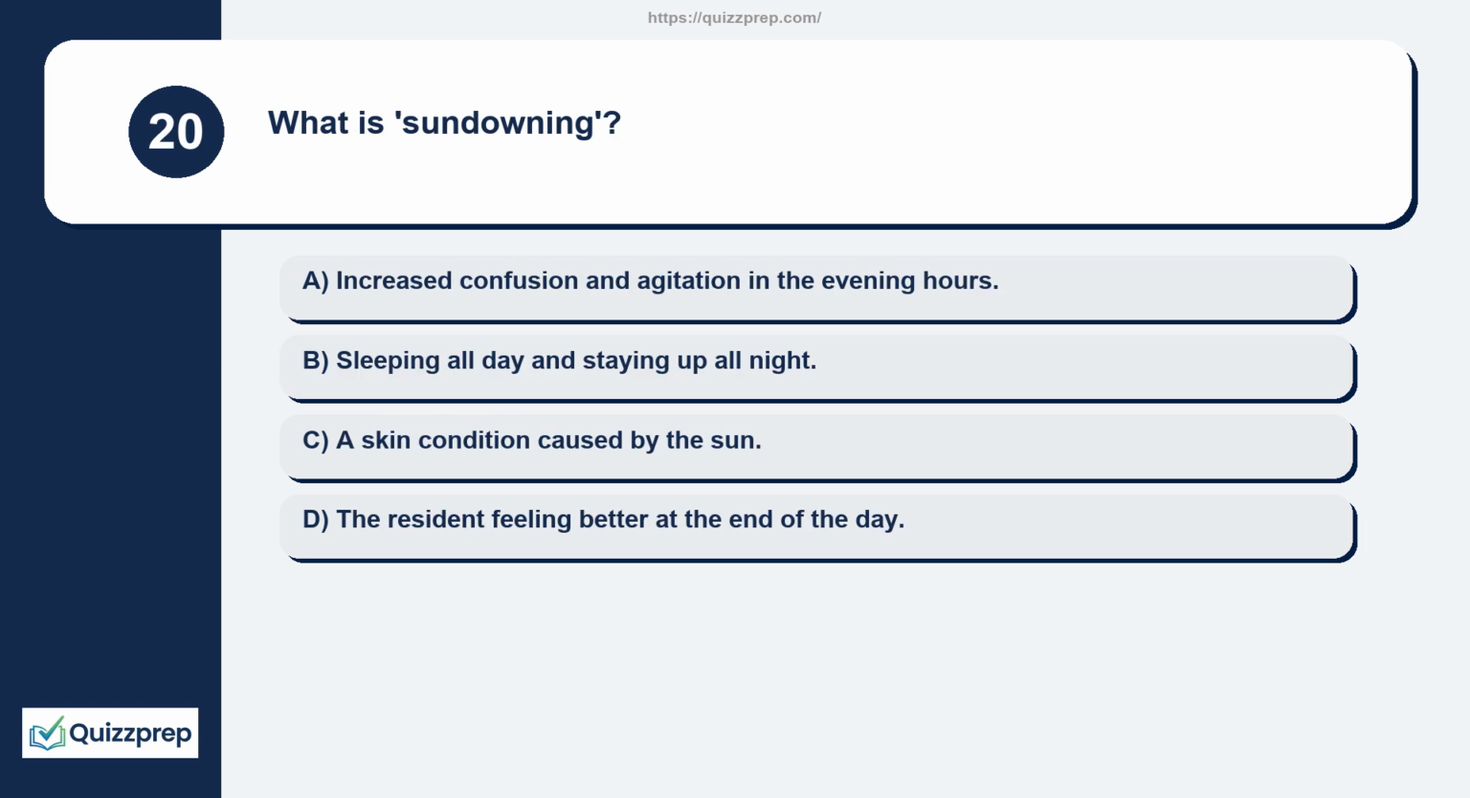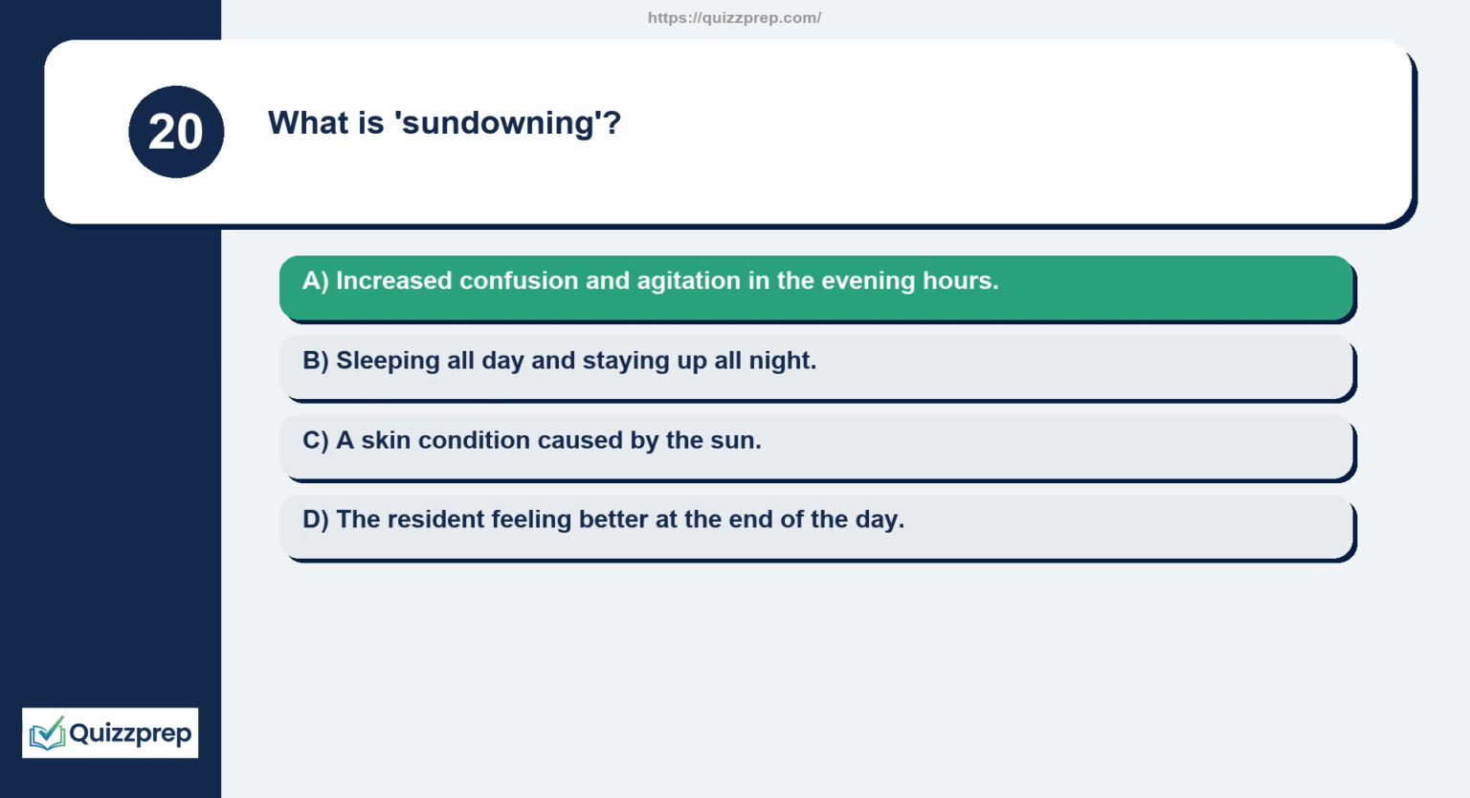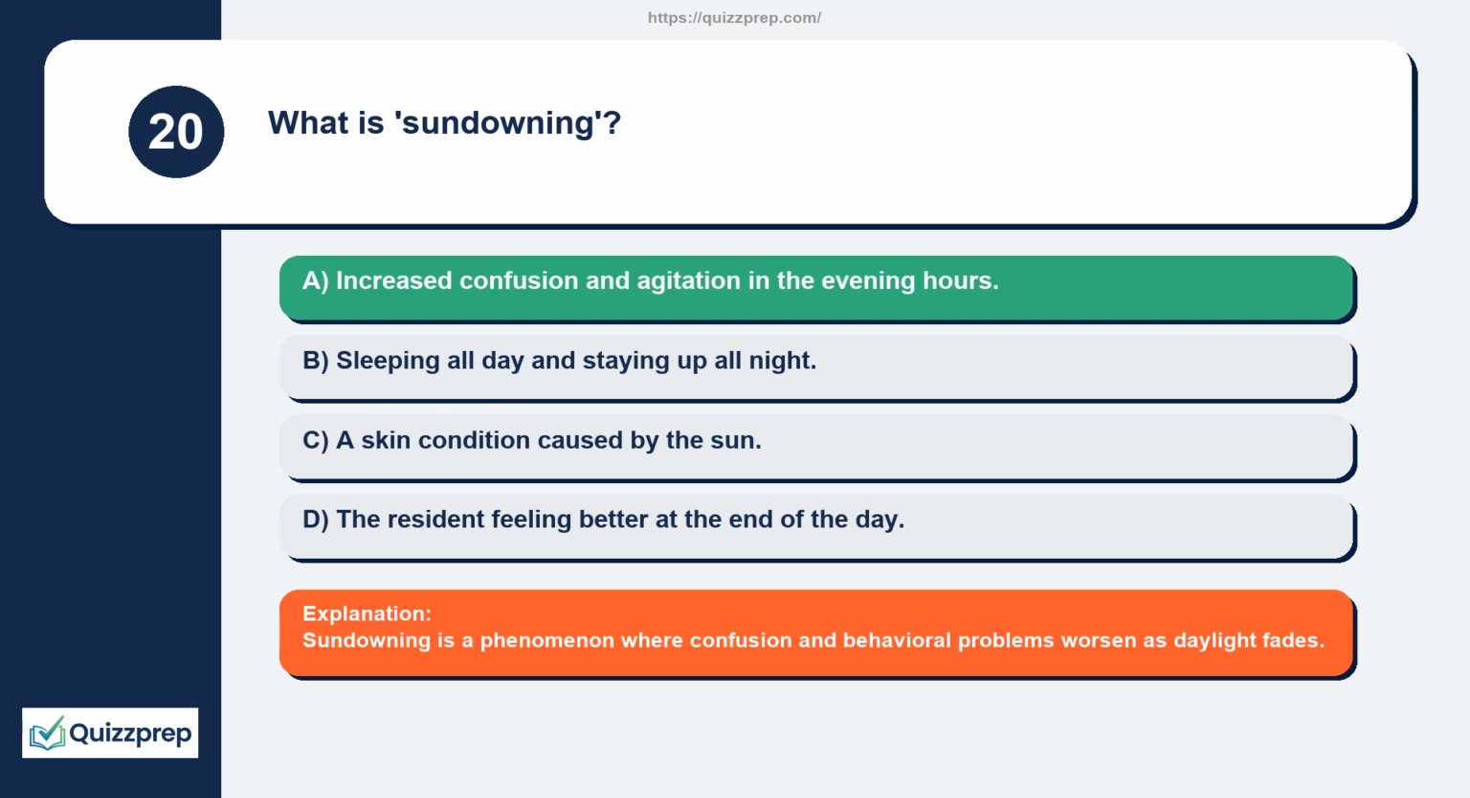Question 20. What is sundowning? Increased confusion and agitation in the evening hours. Sleeping all day and staying up all night. A skin condition caused by the sun. The resident feeling better at the end of the day. Sundowning is a phenomenon where confusion and behavioral problems worsen as daylight fades.